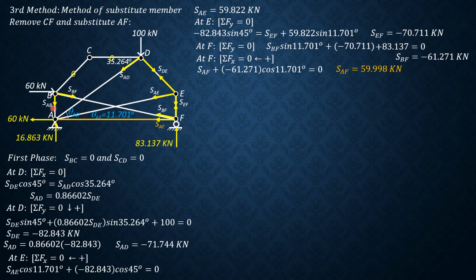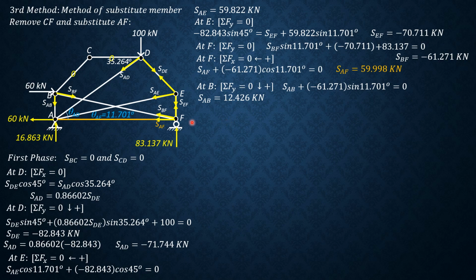These are the forces involved. Remember that is 0. Summation forces Y equals 0 at B, downward positive. So SAB plus SBF, which is negative 61.271 sine of 11.701, equals 0. So SAB is 12.426 kilonewtons.